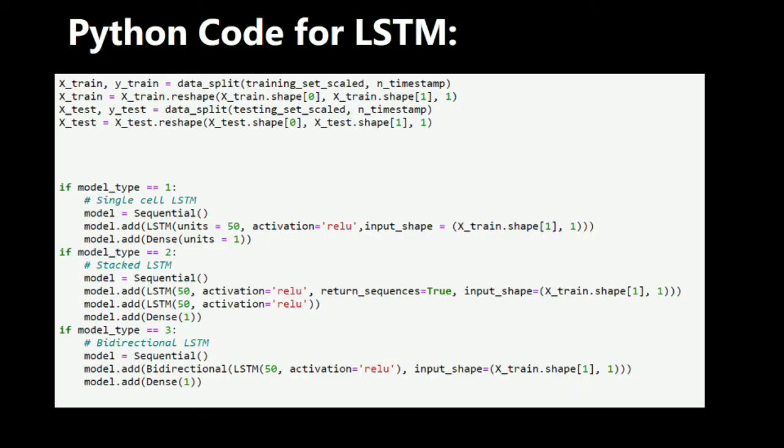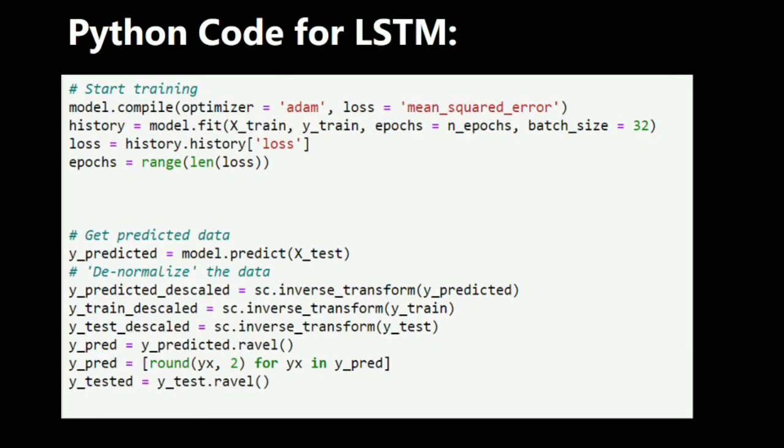Now talking on the Python code for LSTM. I am covering three LSTM models: single cell, stacked LSTM, and bidirectional. All these three will give different results, and after comparing them I can say which model is best. All these will give some kind of output, but I have to compare the results, and based on the R2 value or a loss function I will be able to tell which one is giving a better result.